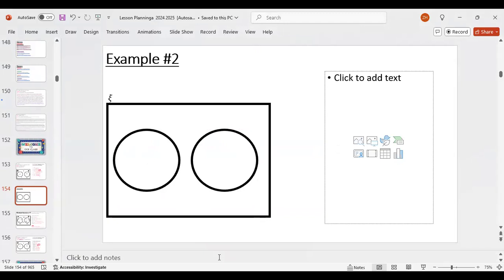Let's use two different letters. We're going to use P and Q.